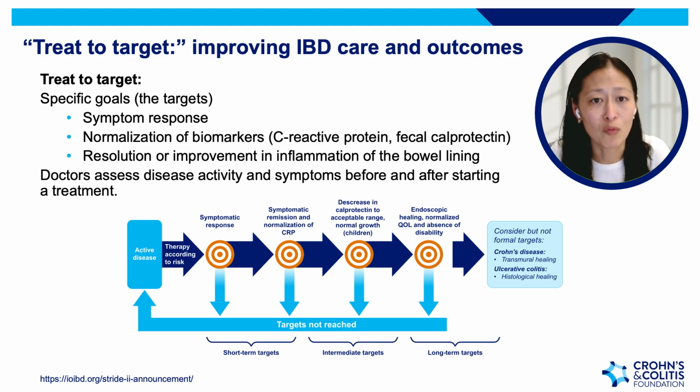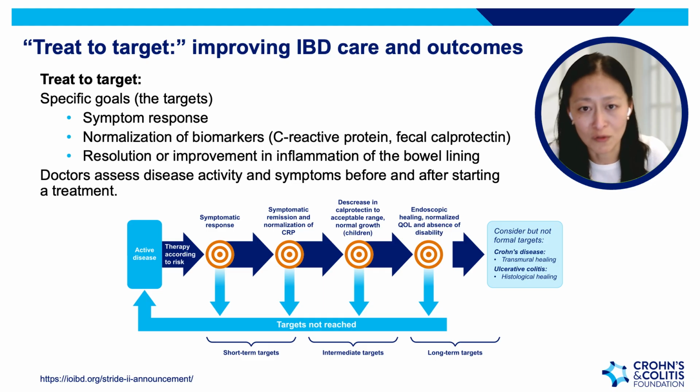We also want to see improvement in your biomarkers. So, common biomarkers that most doctors will check for ulcerative colitis and Crohn's patients include C reactive protein, fecal calprotectin, and in some cases, ESR. And then we also want to look at the target of improving or completely getting rid of inflammation in the bowel lining. So, your doctor is going to assess this disease activity and symptoms before and after starting a treatment. And if they're not happy or they haven't achieved the target of remission, then they might suggest a change in treatment or alteration of a treatment in order to achieve these specific goals.